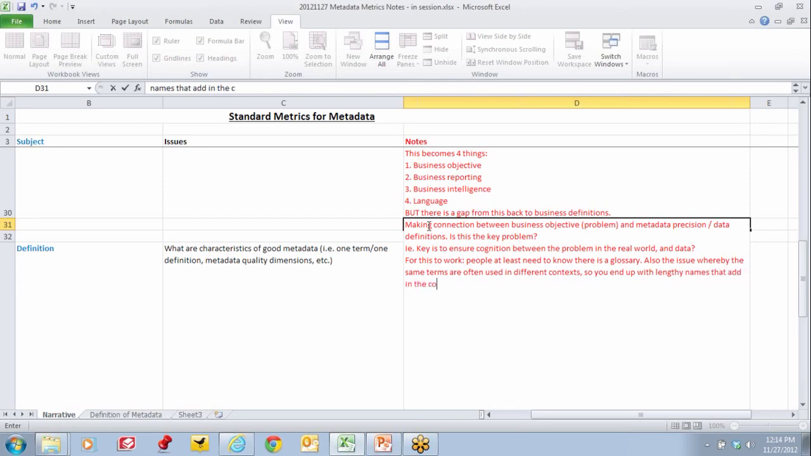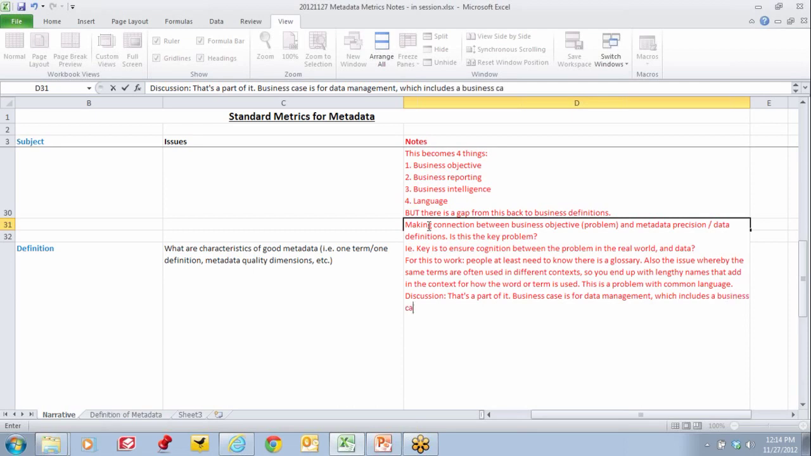When you say we don't do a good job of doing that, Mike, I'm making the connection between the business objective or the business problem and metadata precision, data definitions. Right. So I think that if I'm hearing this correctly, Sheila, the real key, or one of the keys, is to ensure that there is a cognition between the problem that people are facing in the real world and the data objective that we're all talking about.